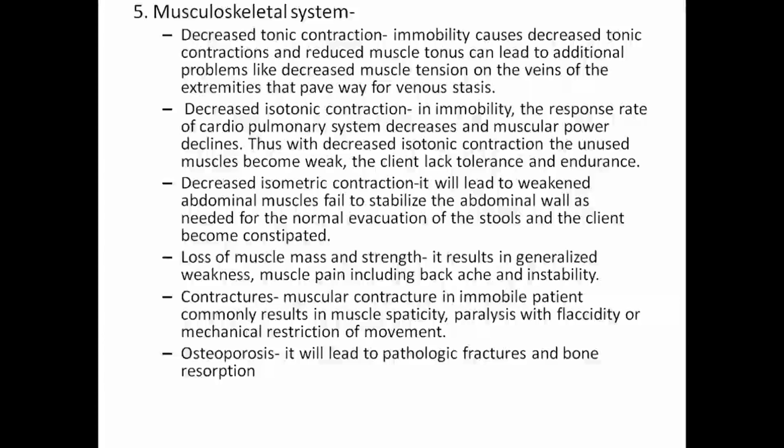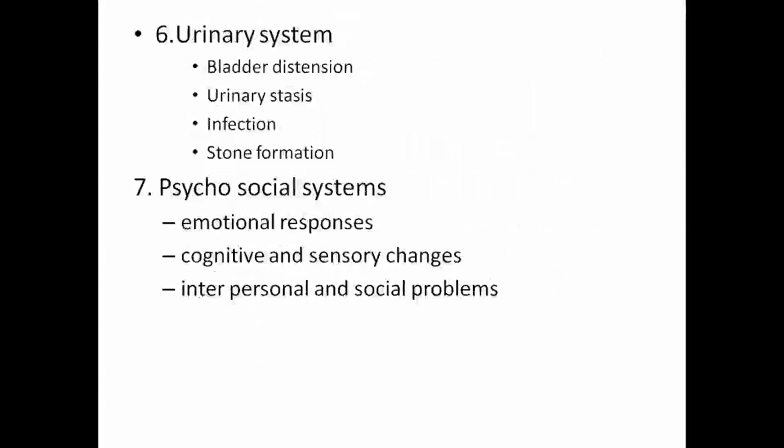Decreased isometric contraction will lead to weakened abdominal muscles that fail to stabilize the abdominal wall as needed for the normal evacuation of stools, and the client becomes constipated. Loss of muscle mass and strength results in generalized weakness, muscle pain, including backache, and instability. Contractures: muscular contractures in immobile patients commonly result in muscle spasticity, paralysis with flaccidity, or mechanical restriction of movement. Osteoporosis will lead to pathologic fractures and bone resorption.